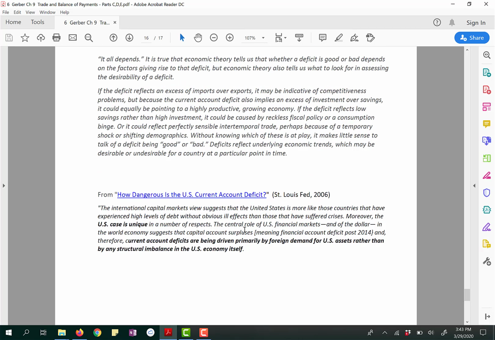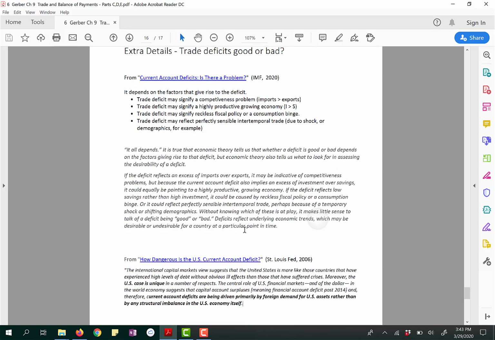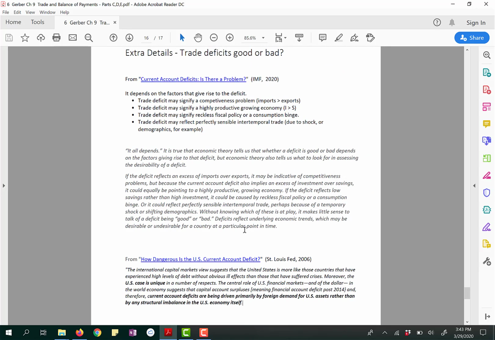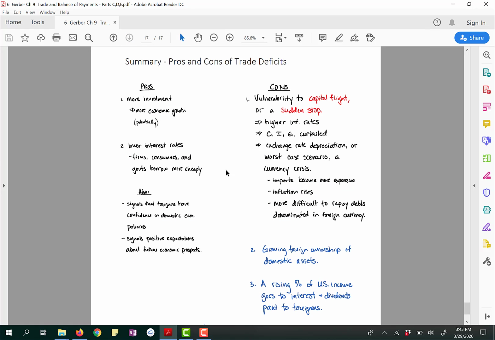Okay, hopefully that has helped you understand a little bit more about the pros and cons of trade deficits. So just a quick review here. Everything in black was discussed in our textbook. The big benefits are more investment, lower interest rates, which means cheaper borrowing, not just for firms investing, but also for consumers and governments. So because our government can borrow at such a cheap interest rate, that's less taxes that we have to pay to cover the national debt and the deficit.